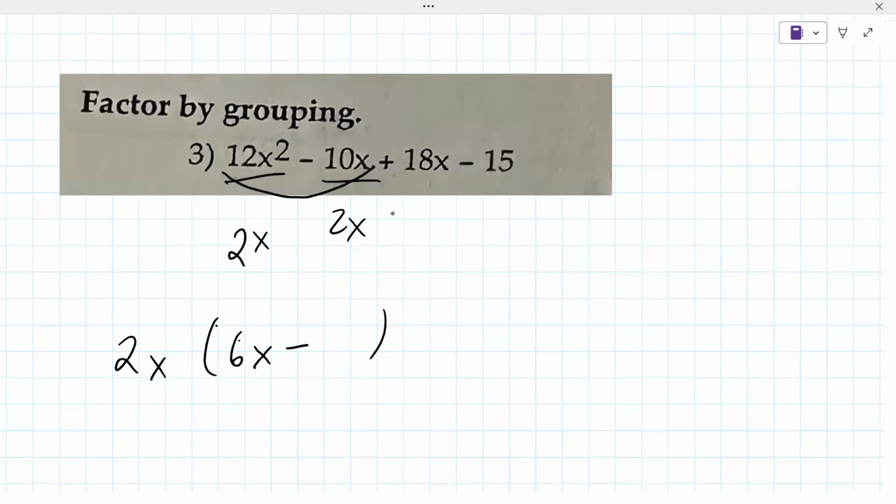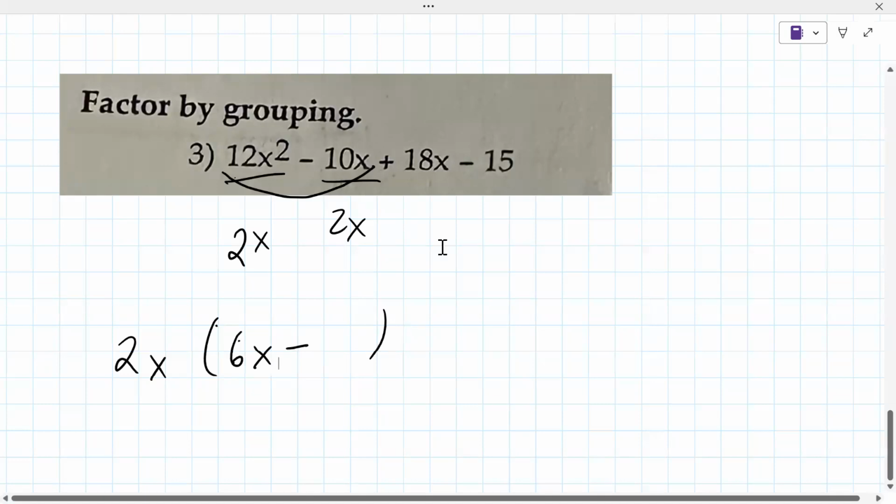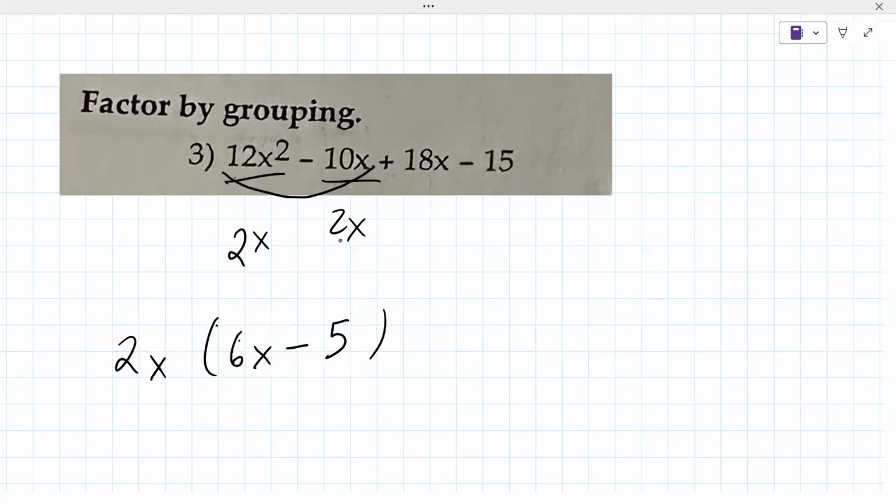Negative 5x. If it's the same in the top and the bottom, it cancels. So it would just be negative 5. Yes. Okay, now the next thing is really important here: you immediately put 6x minus 5 in parentheses off to the side here.